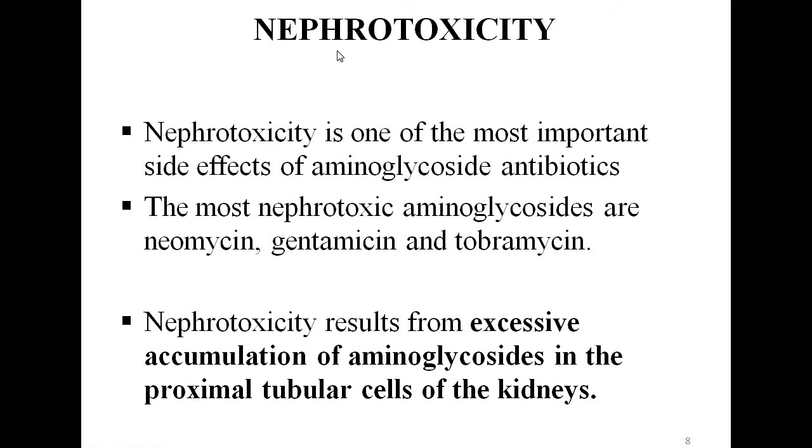Nephrotoxicity is a very important adverse effect of the aminoglycoside antibiotics. The most nephrotoxic being neomycin, gentamicin, and tobramycin. Nephrotoxicity of aminoglycosides is a result of excessive accumulation of the aminoglycosides in the proximal tubular cells of the kidney. If detected early and the aminoglycoside is stopped, it becomes reversible.